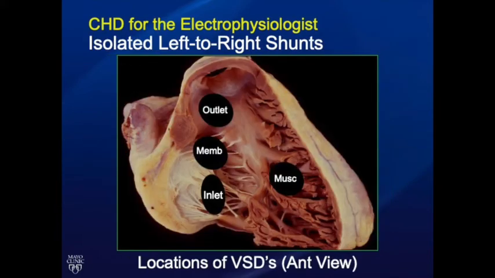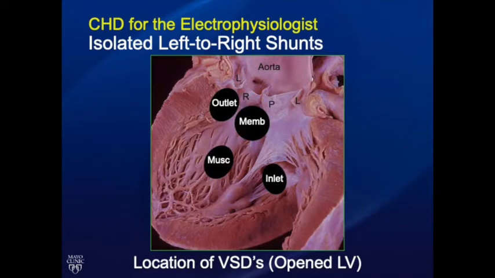Now, what about ventricular septal defects? So notice that most of them will have nothing to do with the conduction system. So outlet, muscular, but inlet and membranous, especially a membranous VSD, force a change in the course of the normal conduction system. So let's see what that is.